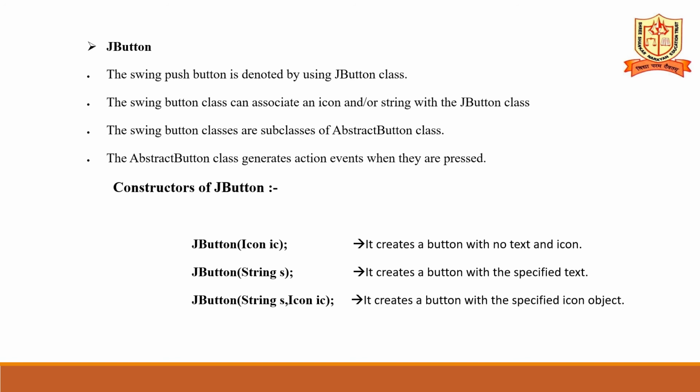The next swing component is JButton. The swing push button is denoted by using JButton class. The swing button class can associate an icon or a string with the JButton class. The swing button classes are subclasses of the abstract button class. The abstract button class generates the action event when they are pressed. The constructors of the buttons are: the first constructor creates the button with no text and icon. Second constructor creates the button with a specified text. Third constructor creates the button with specified icon object.